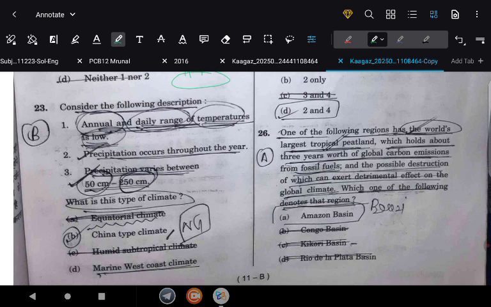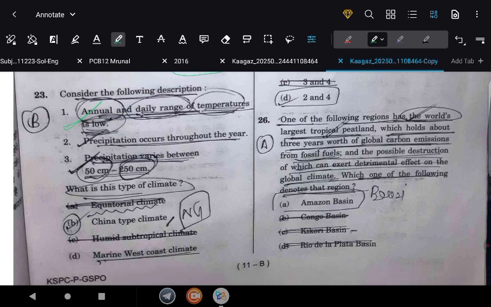Consider the following statements. The annual and daily range of temperature is low. Basically there is not much diurnal or annual temperature change. Precipitation occurs throughout the year. Precipitation varies between 50 and 250 centimeters. What type of climate? Let's see what can be ruled out.